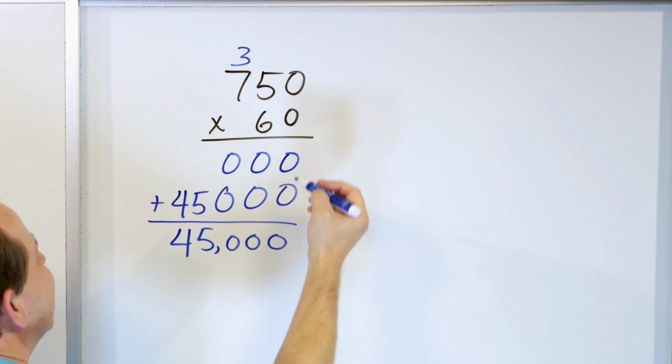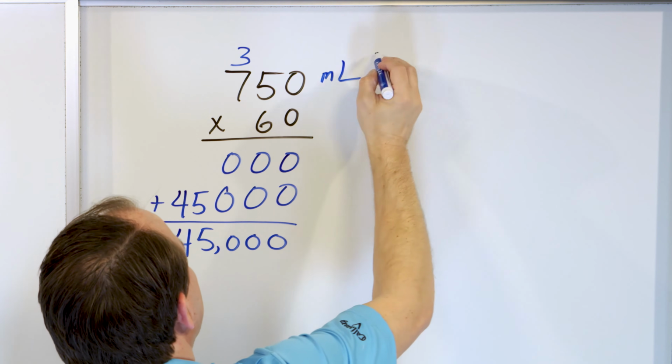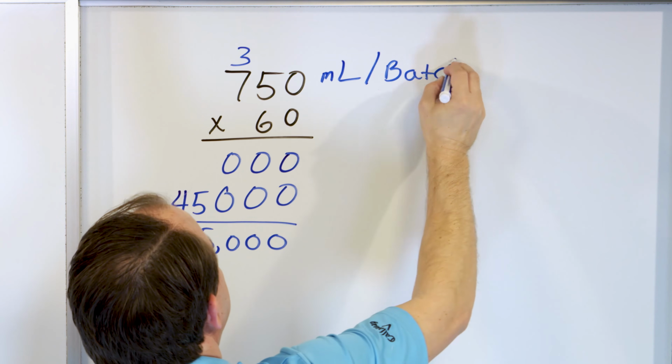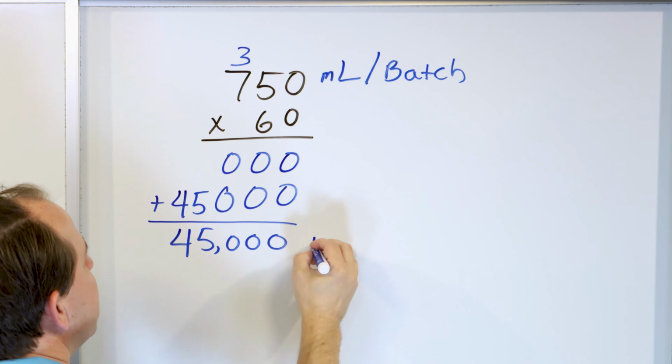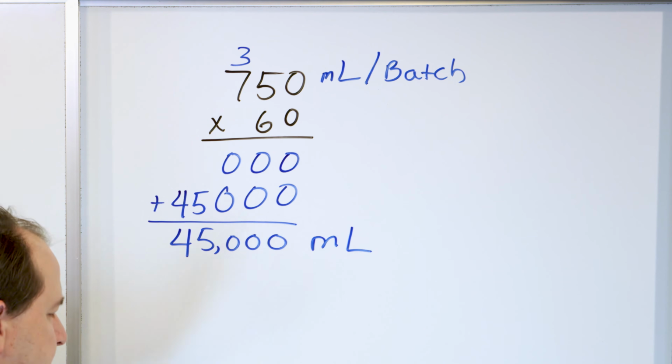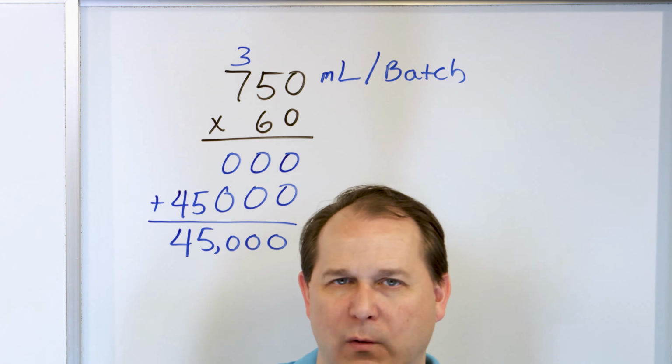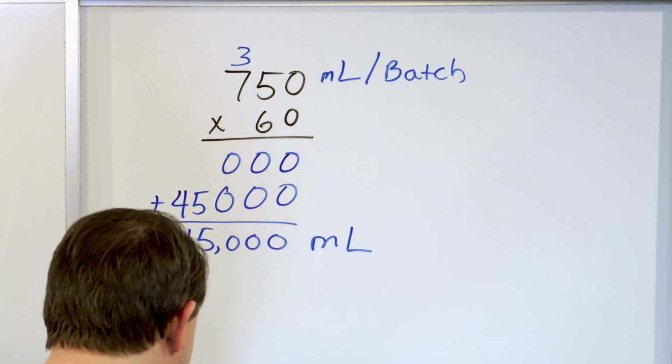And what have we calculated? 750 milliliters per batch. And then this is batches, so the total thing is milliliters. This is in milliliters. But I don't want milliliters. This says how many liters of water? So we have to do a unit conversion.